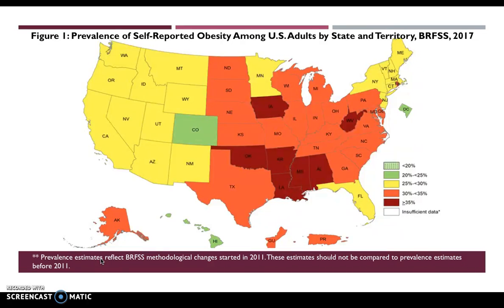This slide shows prevalence of self-reported obesity among U.S. adults by state and territory. No state had a prevalence of obesity less than 20%, which would be in the light green color. The 7 darkest burgundy colored states, Alabama, Arkansas, Iowa, Louisiana, Mississippi, Oklahoma, and West Virginia, had a prevalence of obesity of 35% or greater.